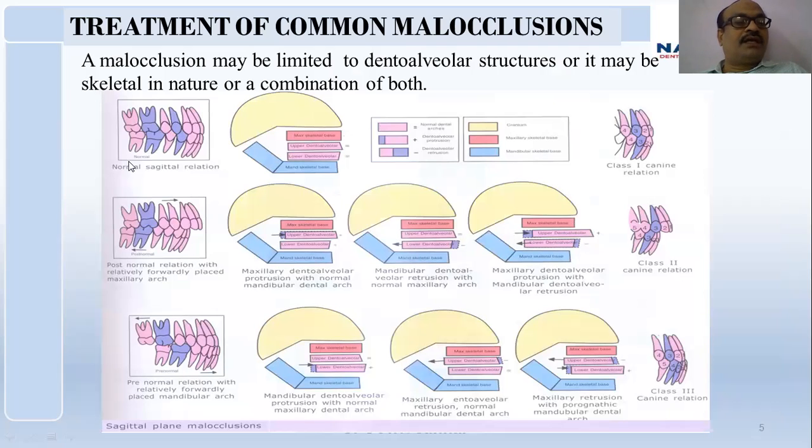Likewise, we have sagittal relations. In normal sagittal relations, the mesiobuccal cusp of the first molar occludes in the mesiobuccal groove of the lower. So what is class 2 in sagittal relations? Relatively when the maxilla is ahead, so that the distobuccal cusp occludes in the mesiobuccal groove of the lower. What is class 3 or pre-normal? When relatively the mandibular molar is ahead, so that instead of the molars of the maxillary arch, it occludes with the premolars of the maxillary arch, you call it pre-normal occlusion. So relatively the mandible is prognathic here.